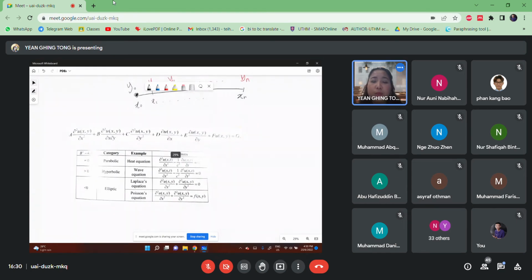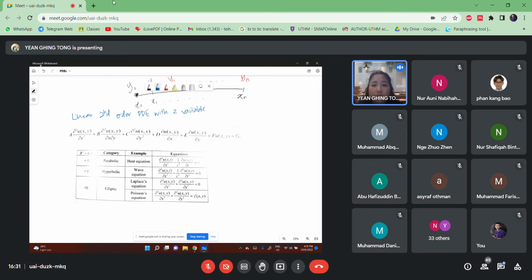Okay. Let's say we have this one, a linear second order PDE with two variables.